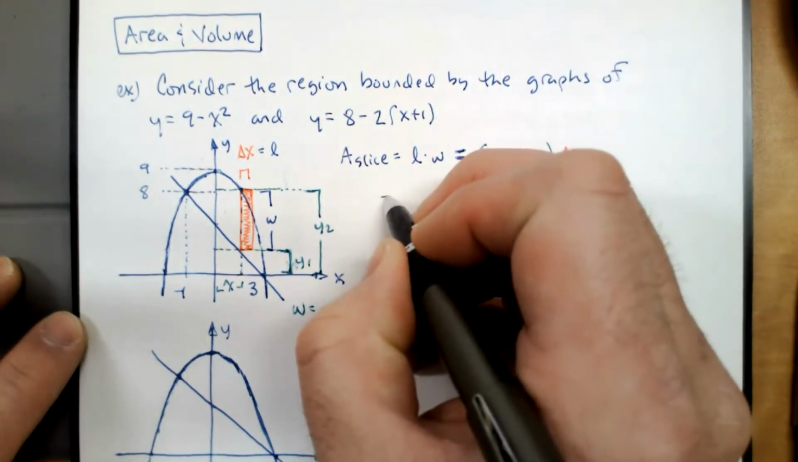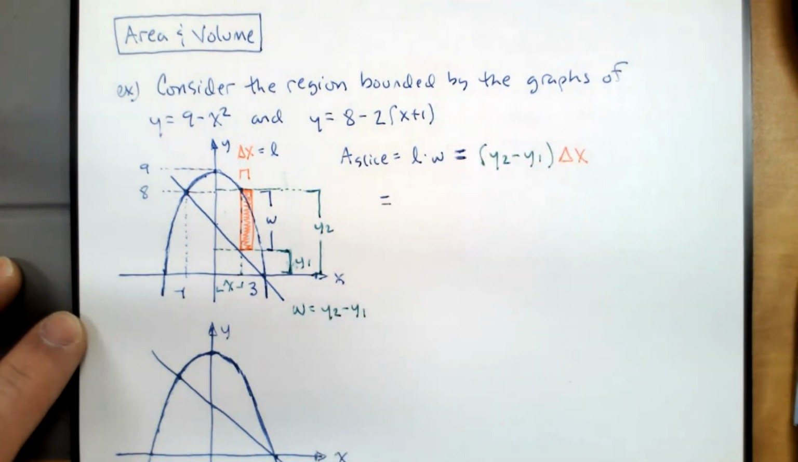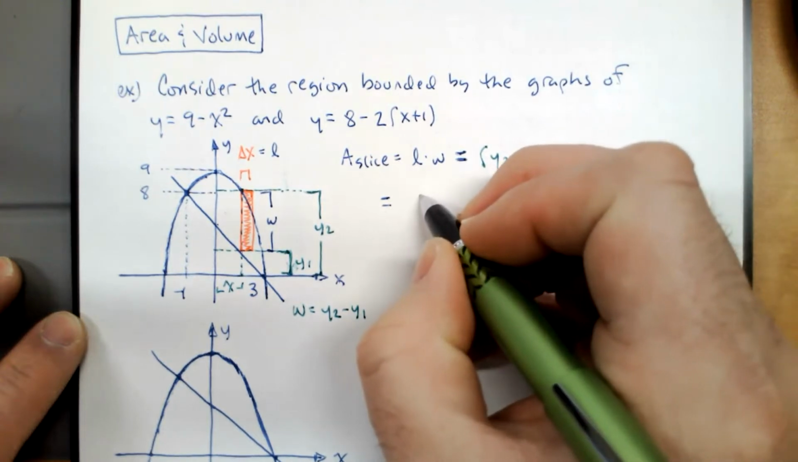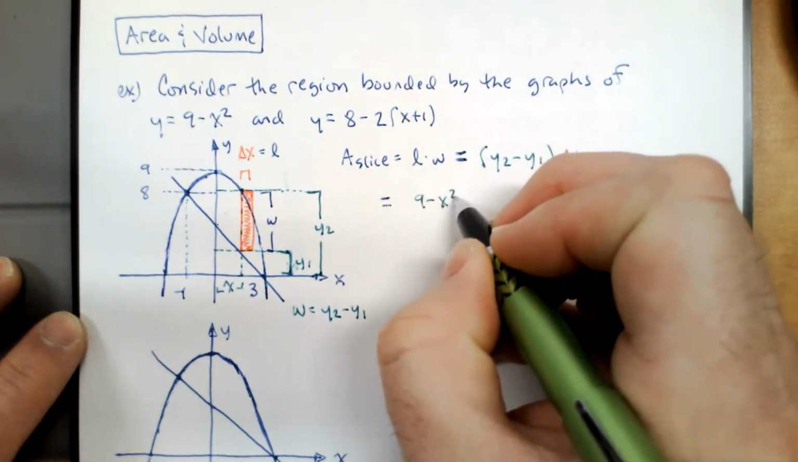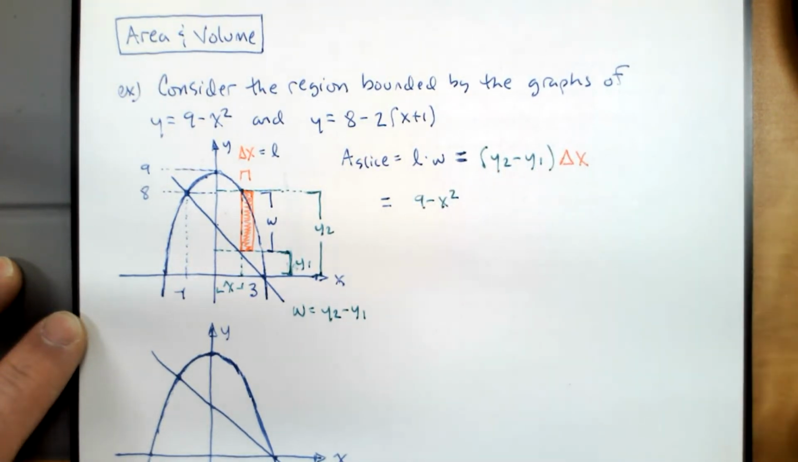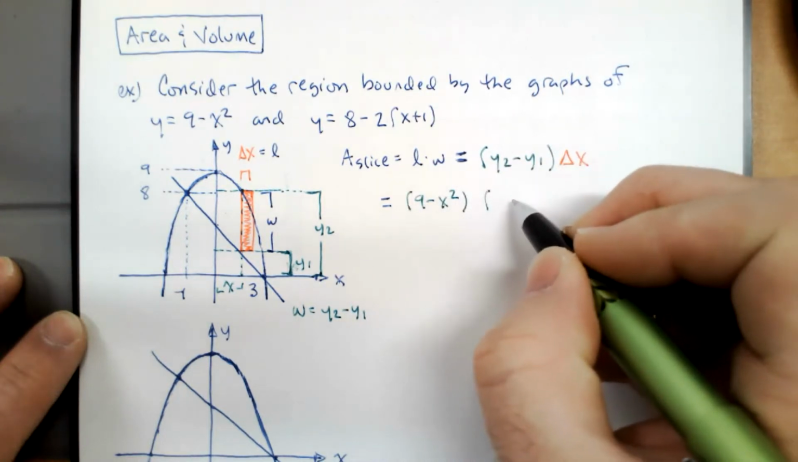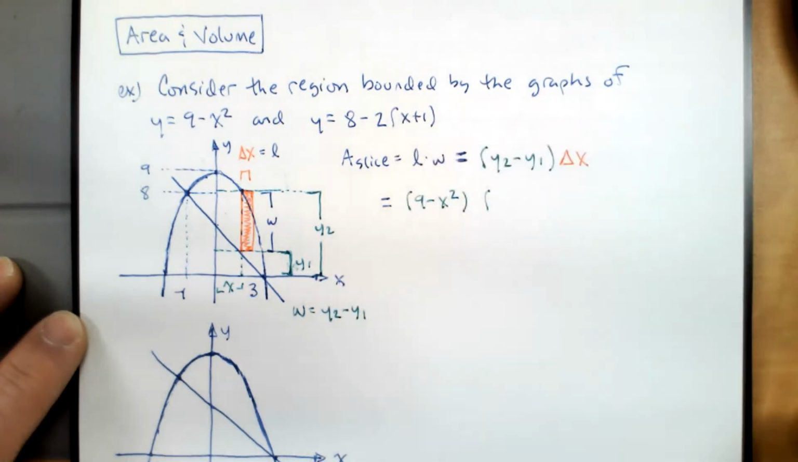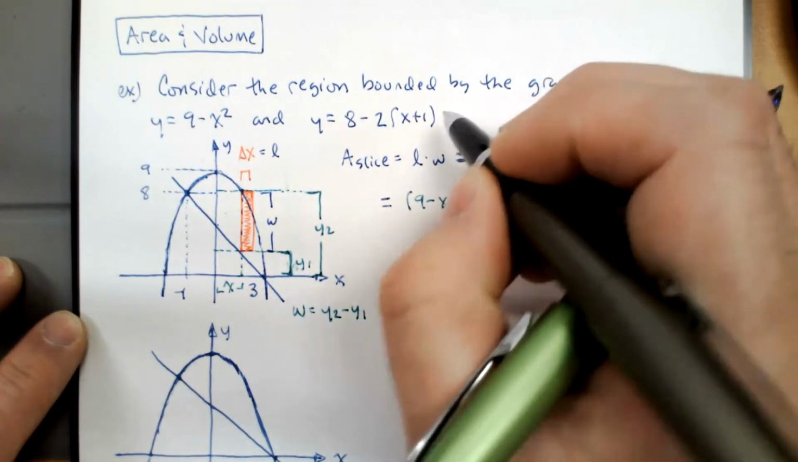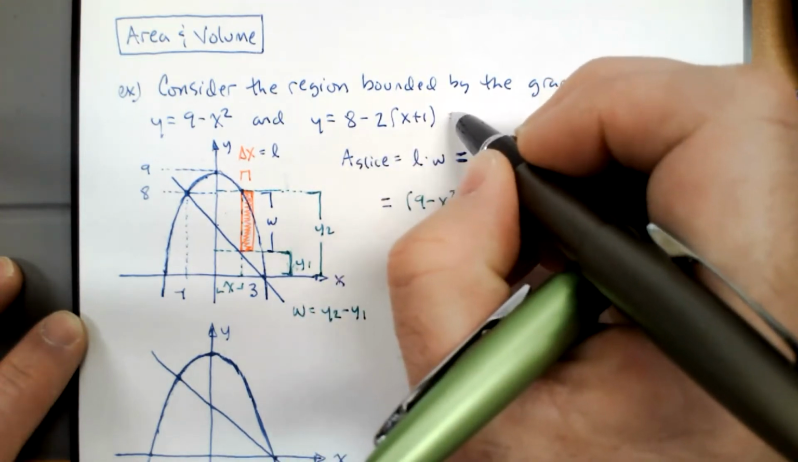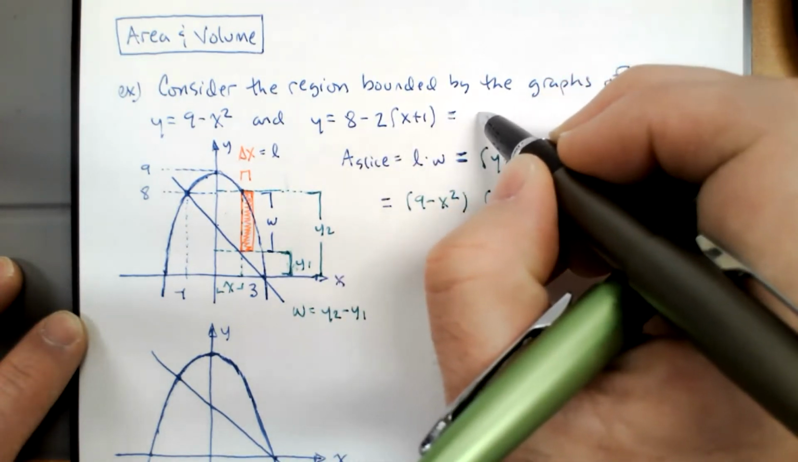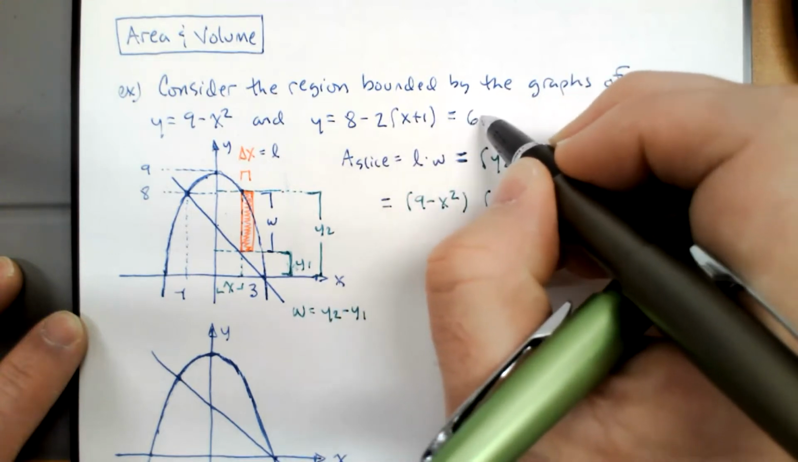So I can write the area of the slice as 9 minus x squared minus y1, which is, I need to clean this up. It's even bugging me now. It's going to be 8 minus 2, which is 6, minus 2x.